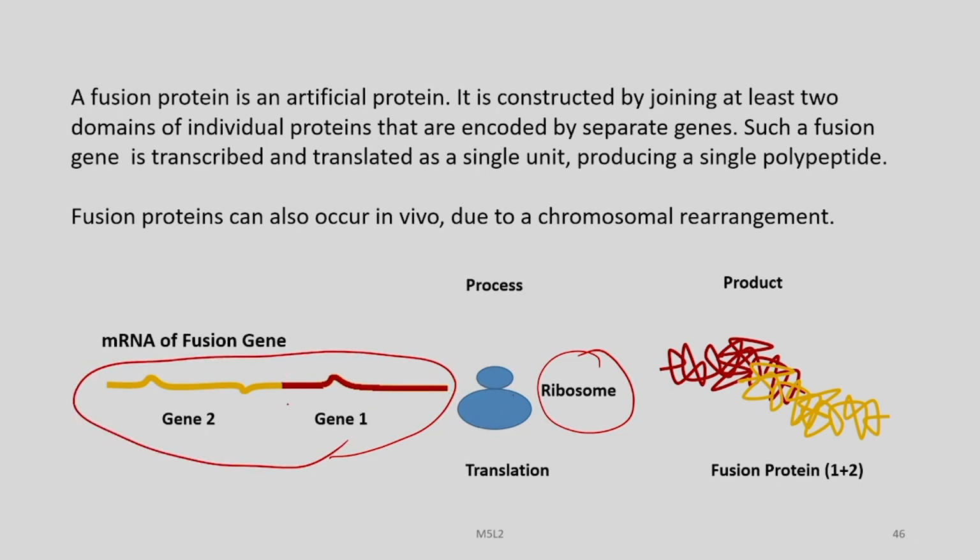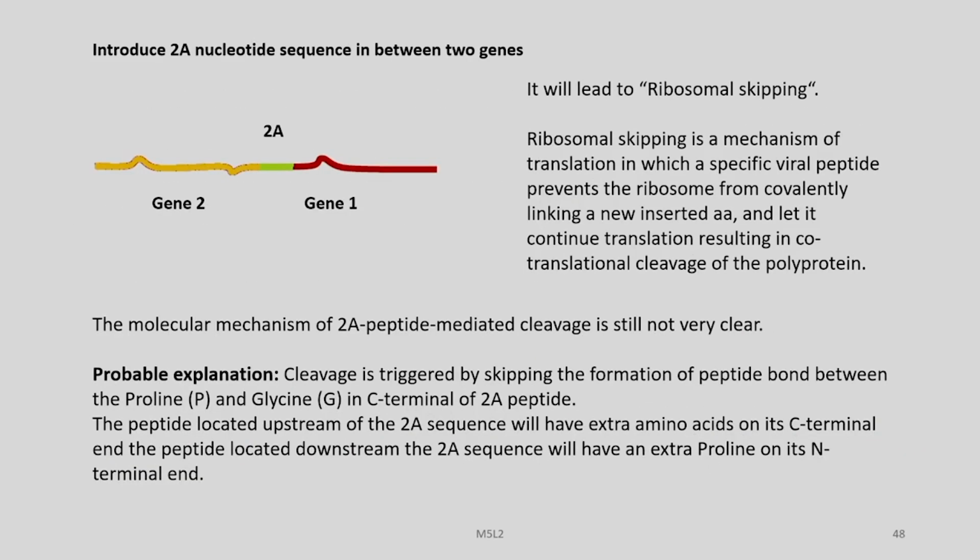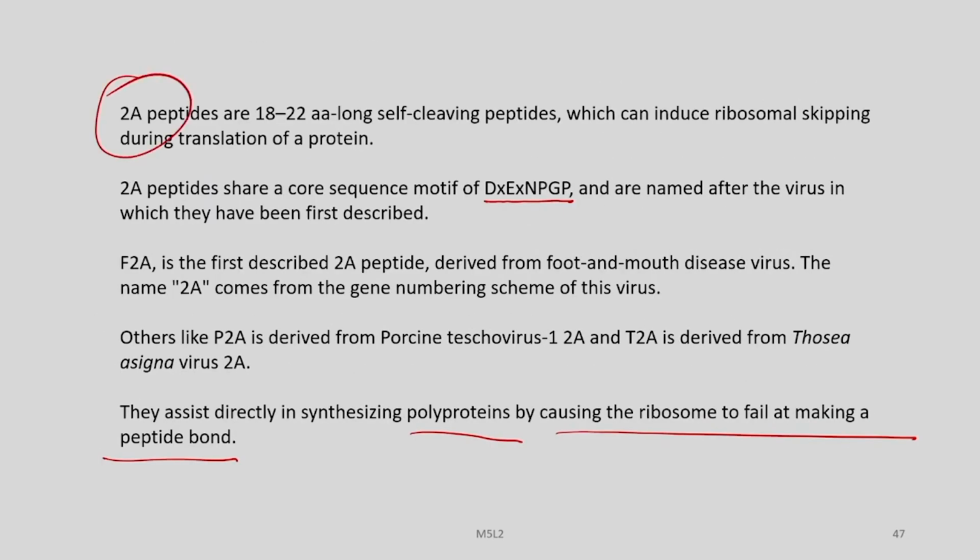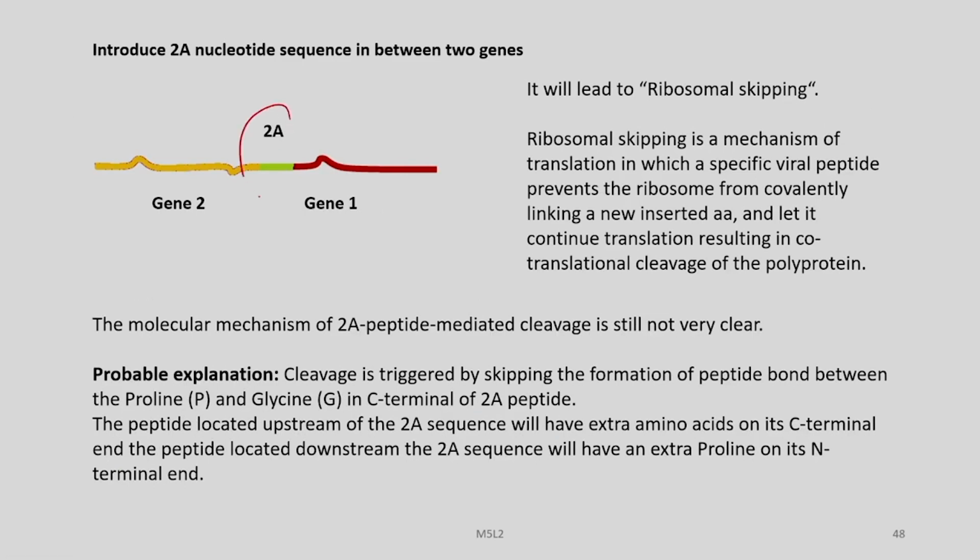So, they are continuous one after the other, but in our current scheme of things we are going to introduce this F2A peptide particularly in between these two genes. And by doing this, we are going to have a very different kind of outcome. The introduction of this 2A or F2A sequence will lead to ribosomal skipping.